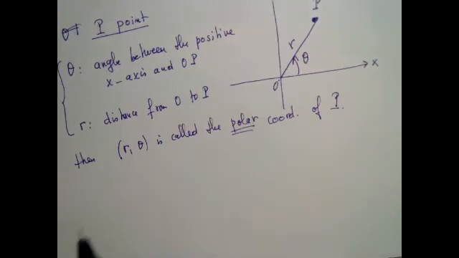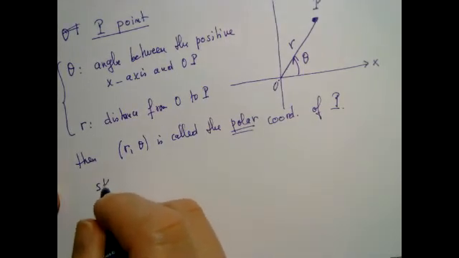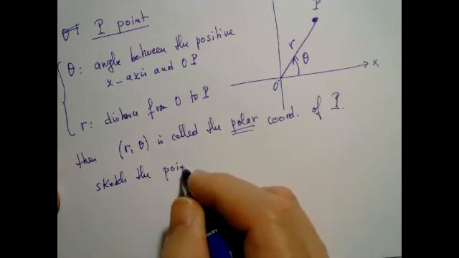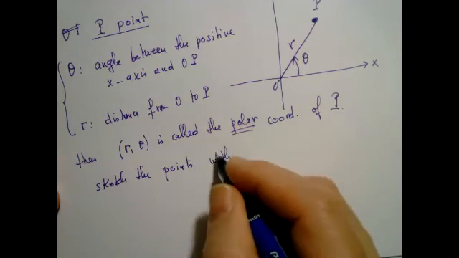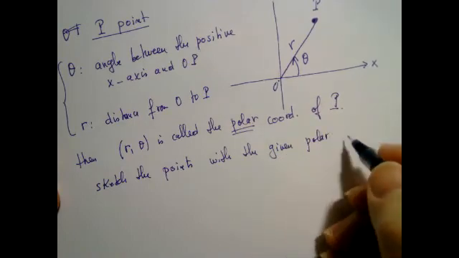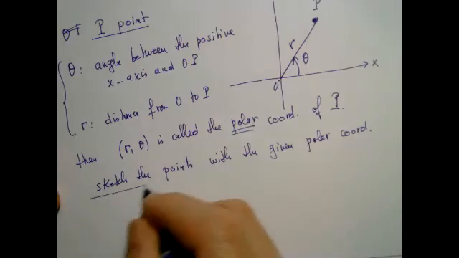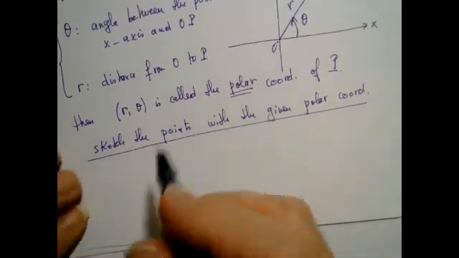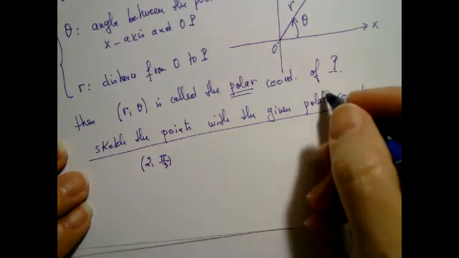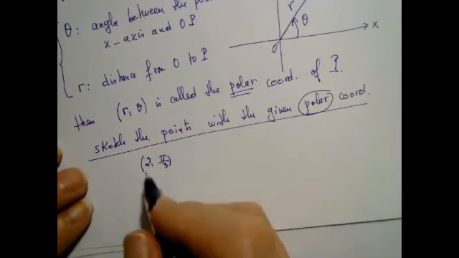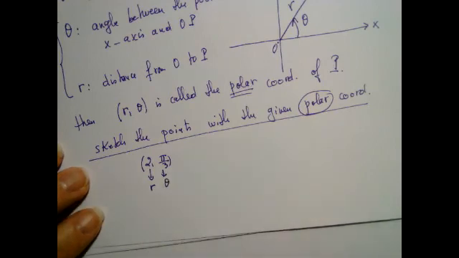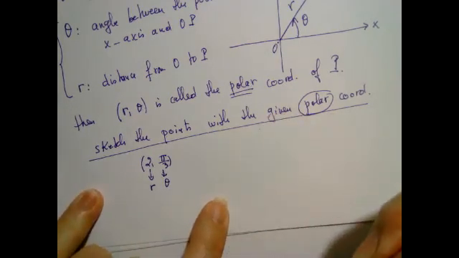So let us see an example. Sketch the following point with the given polar coordinate. Okay, so suppose I give you the following: (2, pi over 3). And this is important, those are in polar coordinate. If they're in polar coordinate, it means this is the R and this is the theta right there. So we're going to sketch them. It's very easy.